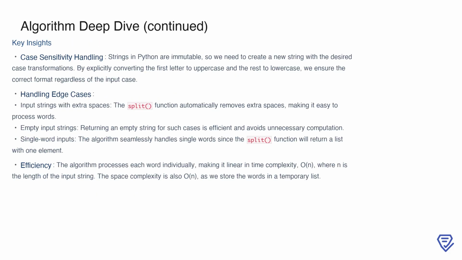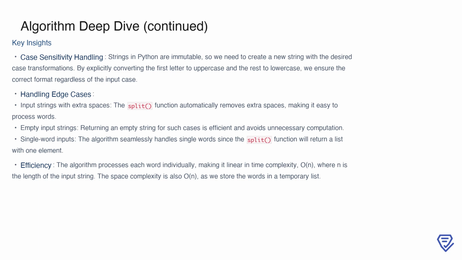There are several important insights to note about this algorithm. First, by explicitly converting the first letter of each word to uppercase and the rest to lowercase, we handle all variations of input case sensitivity. This is critical since strings in Python are immutable, so we need to construct a new string for the desired format. Next, the algorithm handles edge cases effectively.